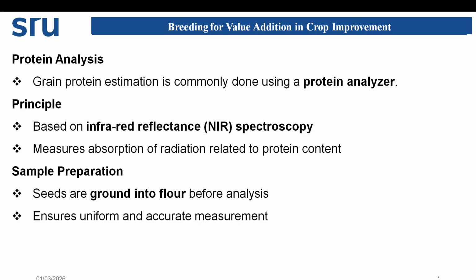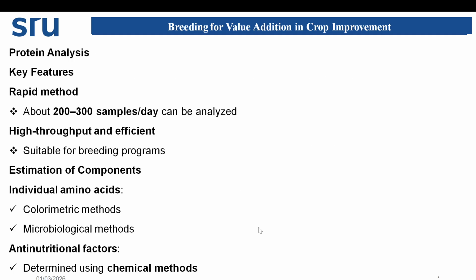Next, protein analysis. Grain protein estimation is commonly done using a protein analyzer. So what is the principle? It is based on near infrared reflectance (NIR) spectroscopy, which measures absorption of radiation related to protein content. Sample preparation: seeds are ground into flour before analysis. It ensures uniform and accurate measurement.